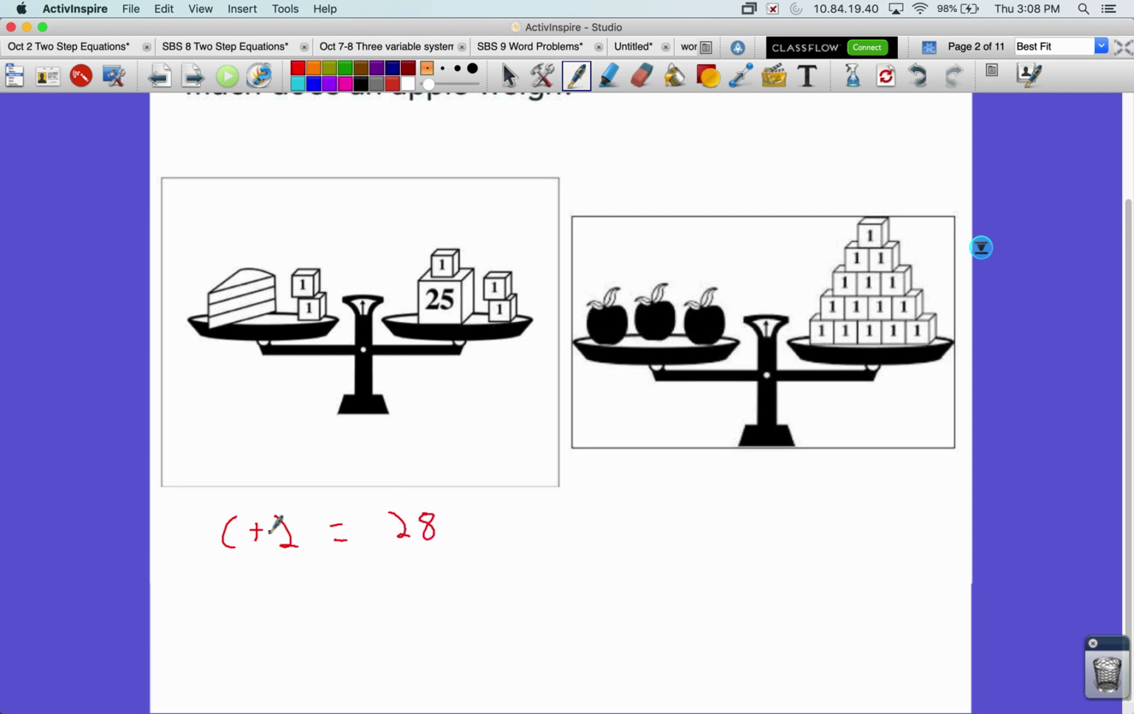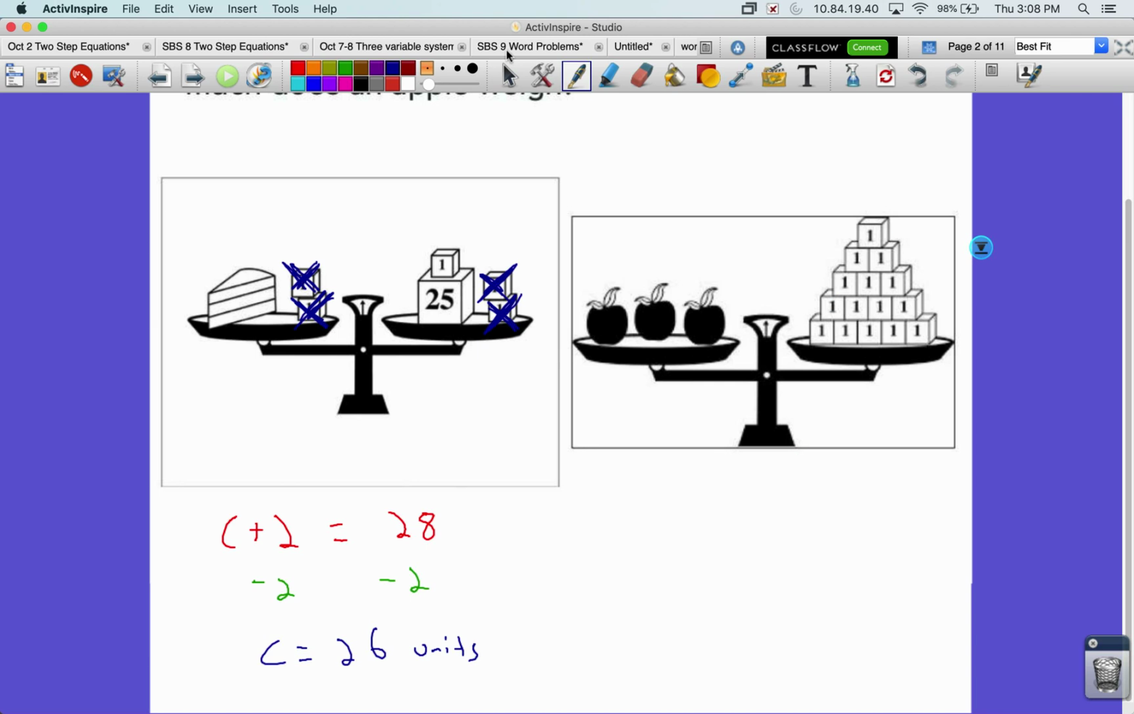To get the cake by itself, I have to take 2 of these blocks off of both sides. We used to show this by actually crossing out the blocks, but now we're going to show that mathematically by subtracting 2 from both sides. And then I will get that C equals 26 units.